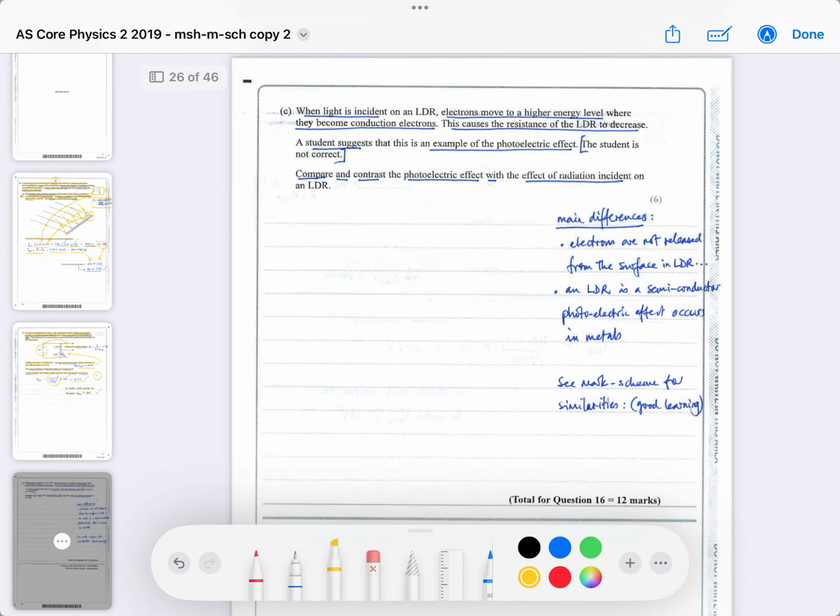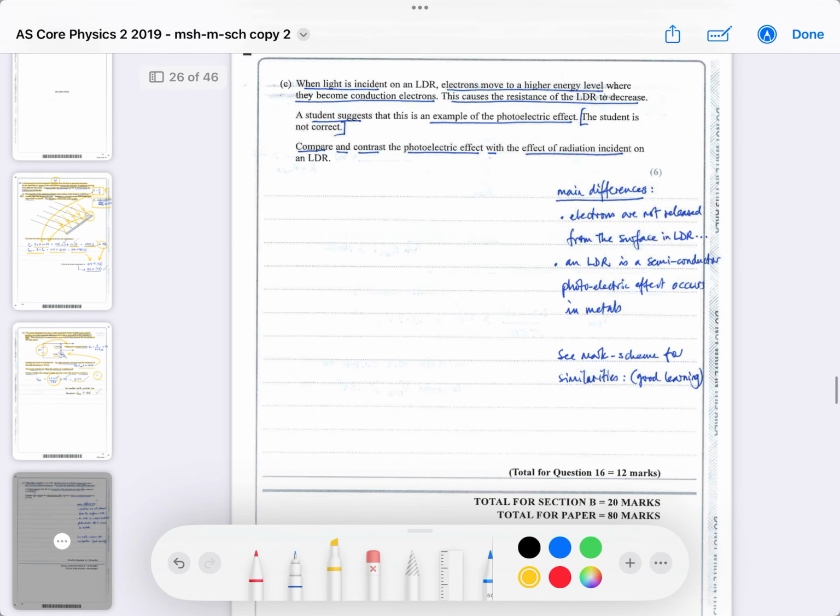And here you come to the final question, the end of the exam. 20 marks for section B, 60 marks for section A, and this gets you your final 80 marks for the exam. You can determine what grade you think you deserve if you look at the grade boundaries, because this is from 2019 and they're available online.